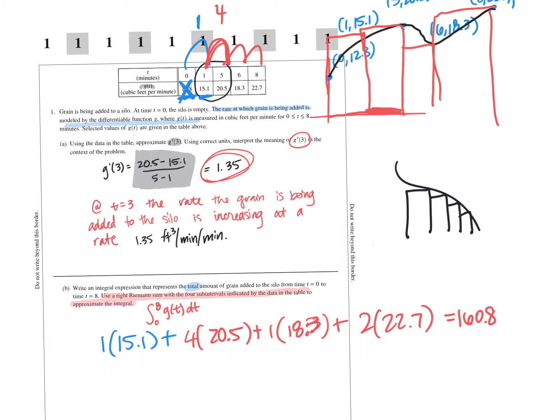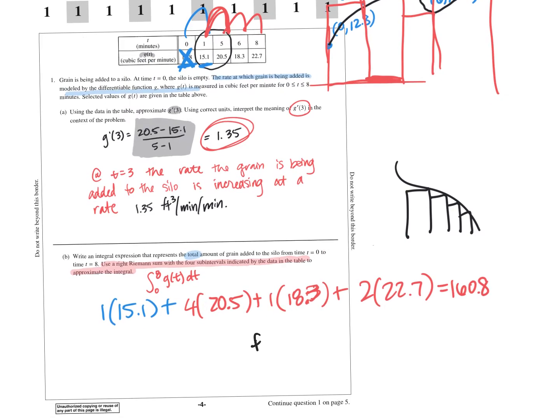Yep. Great question. Do we need units? Since they didn't say indicate units of measure, we do not. Let's talk about what those units would be, though. Don't forget, we're taking base times height. This distance times this distance, cubic feet per minute times minutes. Exactly. My minutes are going to cancel, and I just have cubic feet. And does that make sense? That's the amount of grain added to the silo, because that's going to be a 3D shape. That's that volume of grain.